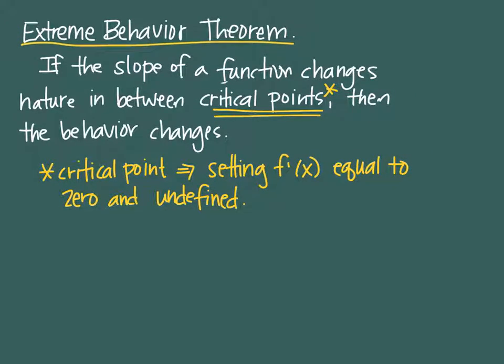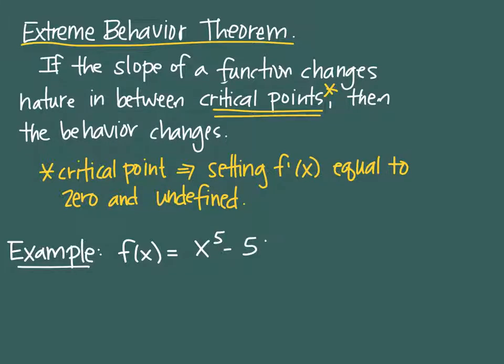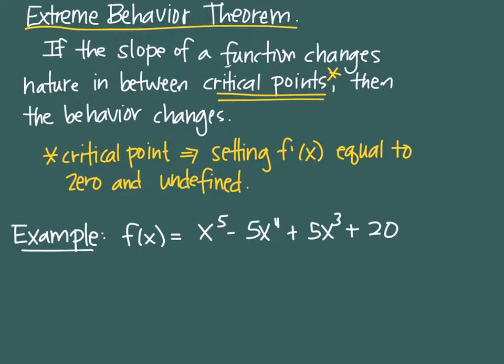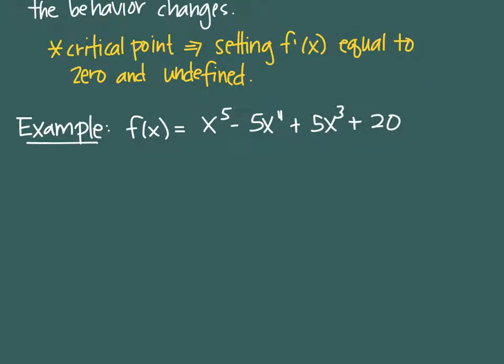So this is where we're really going to start getting back into some of the calculus we were doing from last year. I'm going to take that same exact function that we were just working on. So it's x to the 5th minus 5x to the 4th plus 5x to the 3rd plus 20. And I want to apply the extreme behavior theorem. So what I want to do is find the critical points of this function. We know it's differentiable and continuous because it's a polynomial function, but we want to know what its critical points are. So you find the first derivative again, so 5x to the 4th minus 20x to the 3rd plus 15x squared.